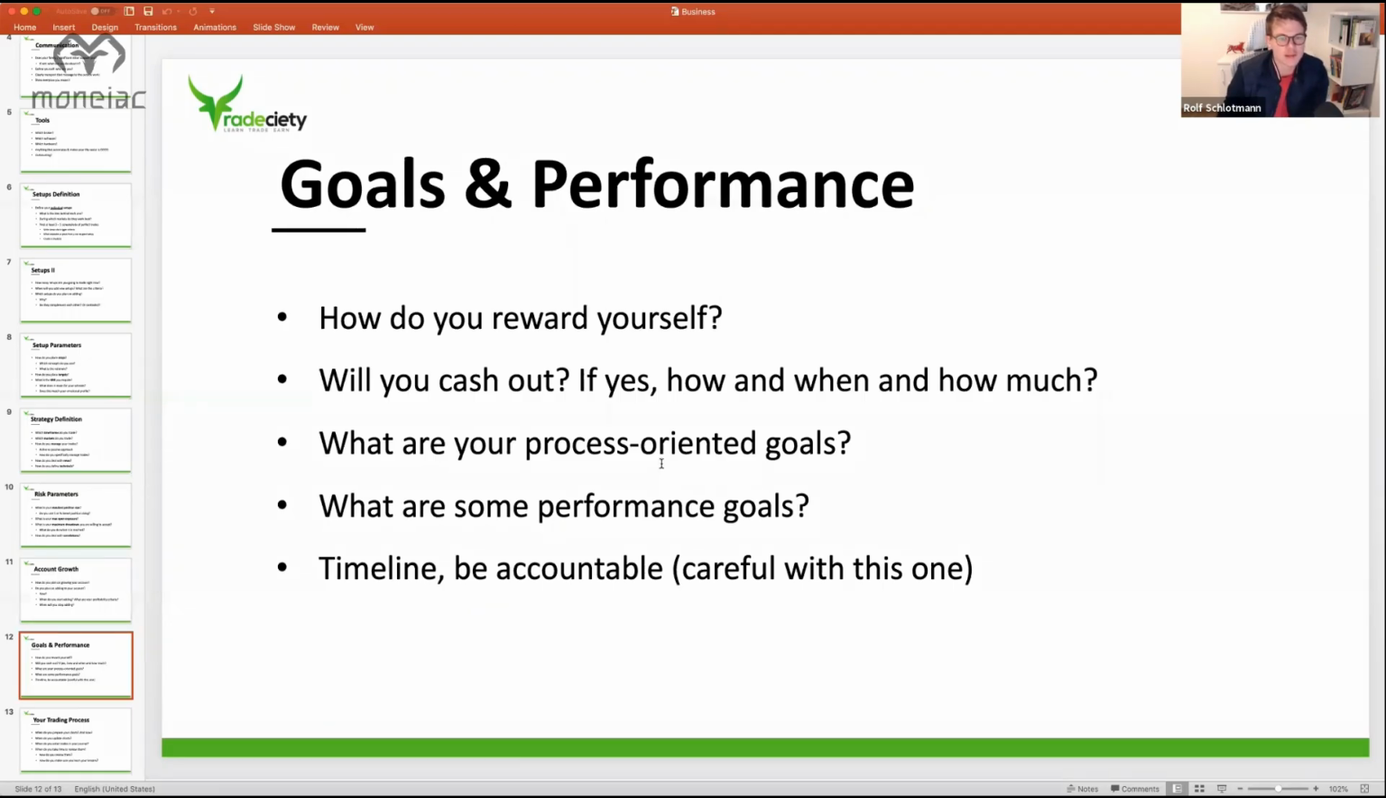Goals and performance. This is the fun part. How do you reward yourself? Very, very important. And how you reward yourself doesn't have to be tied to a money goal or performance goal necessarily. Obviously it can, and it's also nice, but it can also be things that you're just very, very confident or very satisfied about. Things you did well. Maybe one month you used your edge right, you didn't have a red tilt meter. You executed your trades very nicely. And what are you going to do about this?